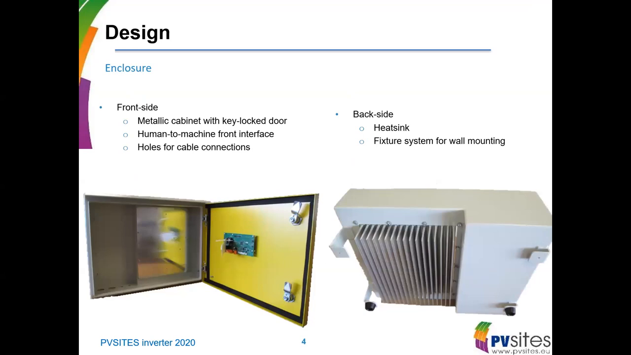On the front, this is in fact a metallic cabinet with a key-locked door. We have on this door the human-to-machine interface, with an LCD screen and also a push button for controlling the display. And we also have on the bottom side the holes for cable connection, like for AC and DC cable. I will explain you in another slide. And on the back side, we can see the heatsink, on which the printed circuit board is fixed. And we also see the fixture of the system for the wall mounting.